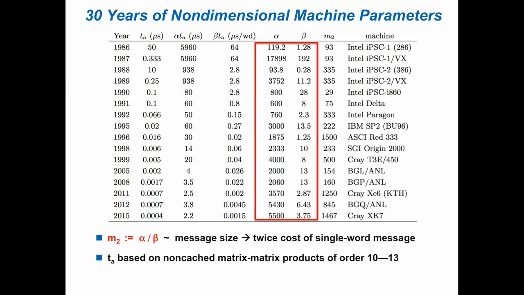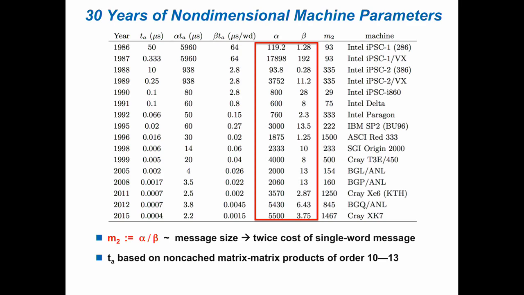We jump now to the IPSC-2, which was a 386 architecture. So what happens to my latency? Let's compare. The latency goes down, right? And so does alpha go down, because the TA goes down. The latency goes down because I have a faster clock processing the MPI stack. It wasn't MPI back then, it was something else. The bandwidth also improves significantly.